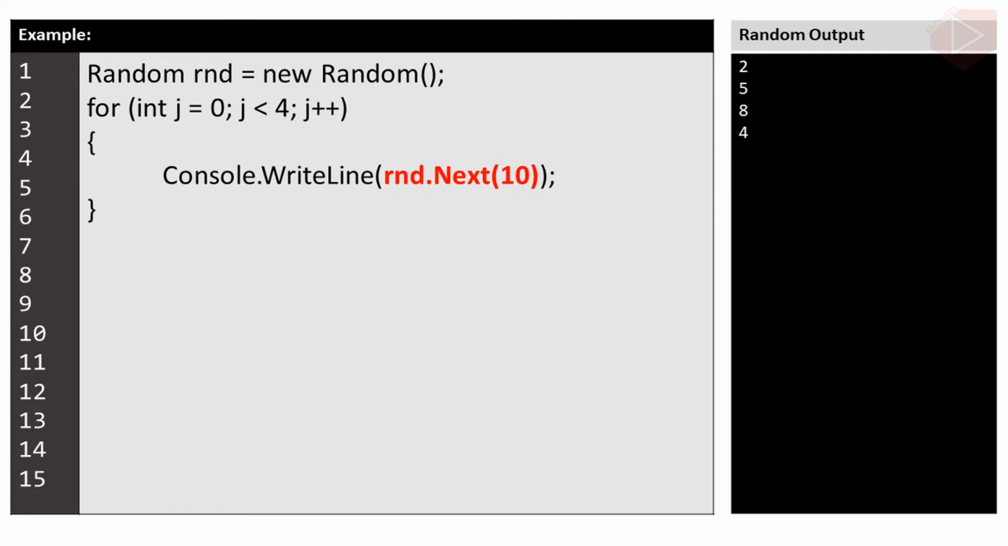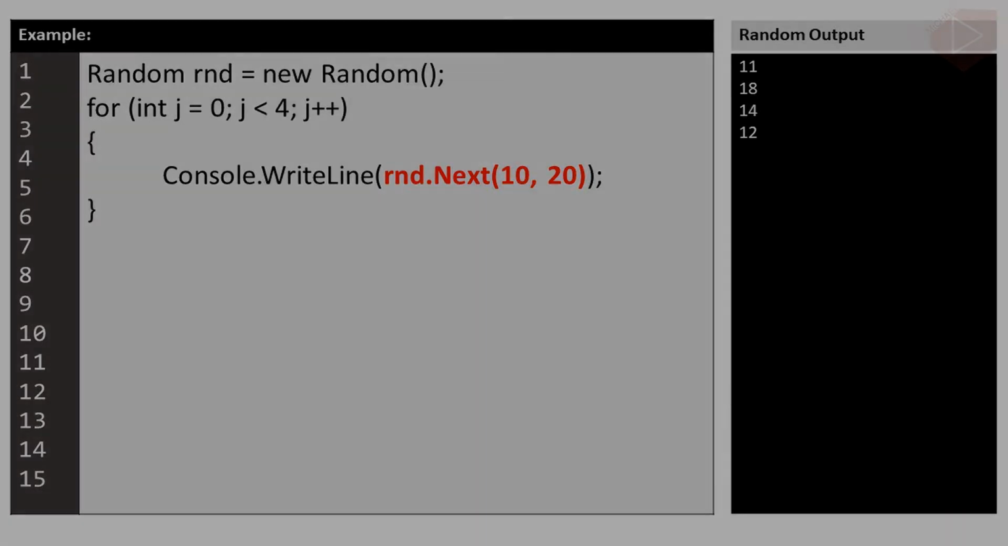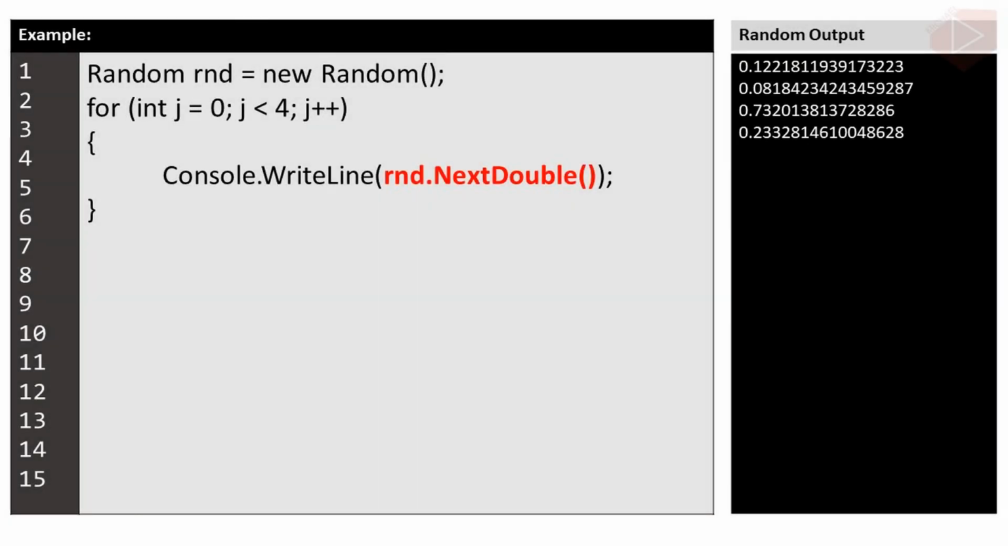Now, what if you want to specify the range of the random numbers that the Random class will return? In this case, we need to use the method that has 2 parameters, the minimum and maximum. In this example, the Next method will return a random number from 10 to 19. Now this code will return a random floating point number between 0.0 to less than 1.0. This is useful if you need to create random numbers that are less than 1.